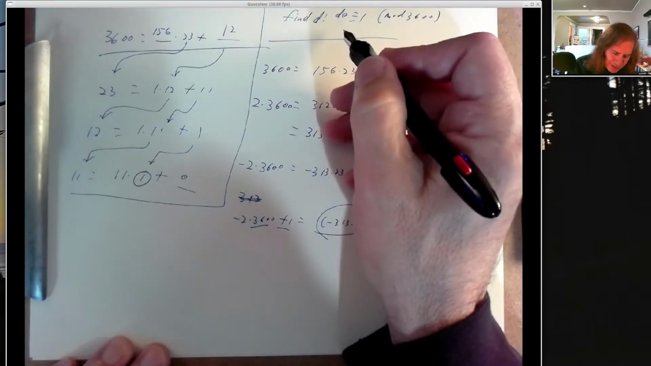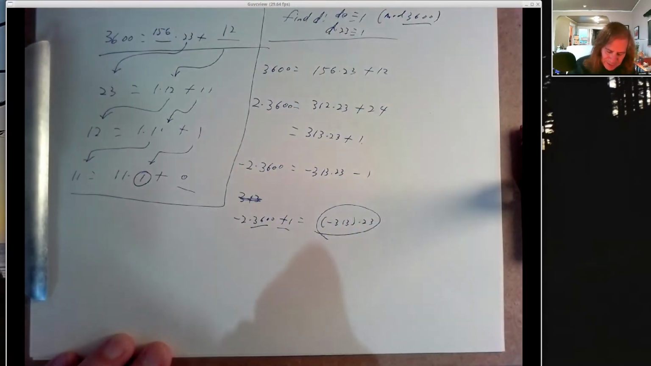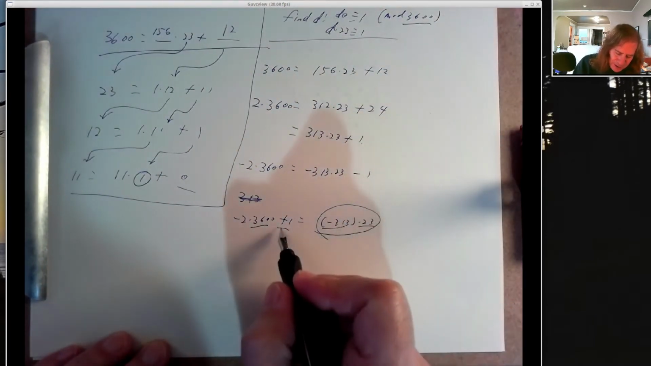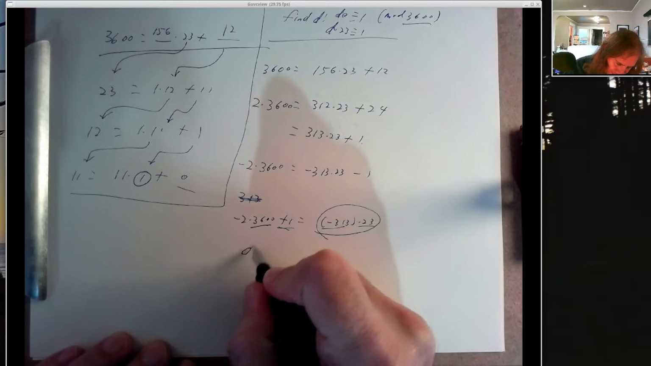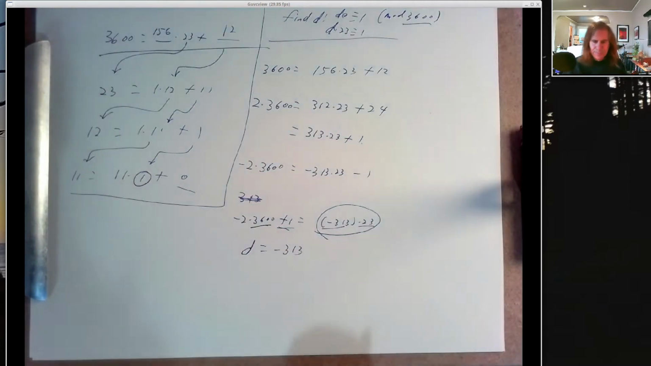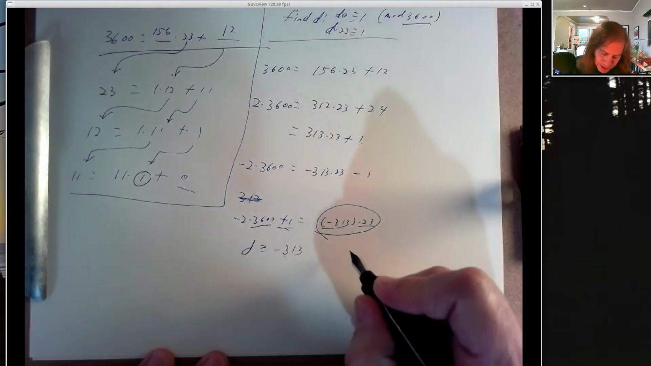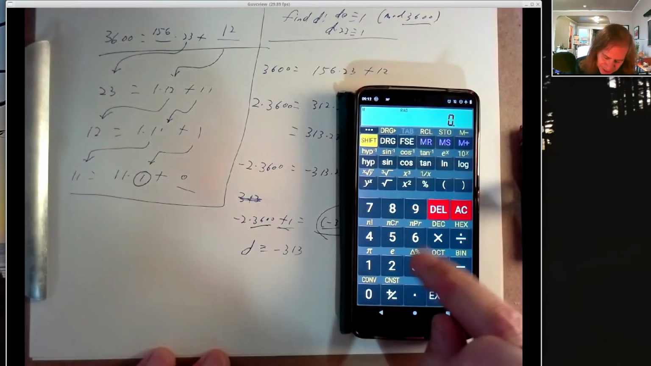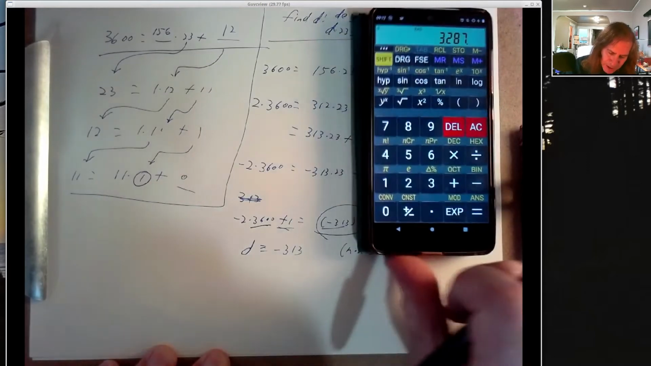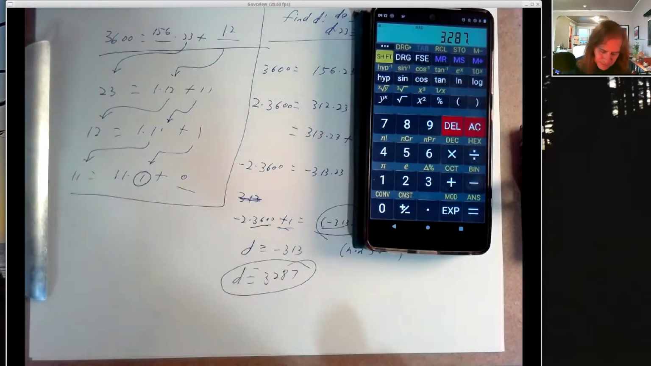In other words, I'm trying to find something that when I multiply by 23 is 1 more than a multiple of that. Well, here we go. If I take this and multiply by 23, that's 1 more than a multiple of that. So a valid value for D could be minus 313. But we don't want negatives. Negatives are suspicious and so on. But D could be any number congruent to minus 313 mod 3600. Well, let's just change this into a non-negative. So 3600 minus 313 would be 3,287. And that's a nice number.